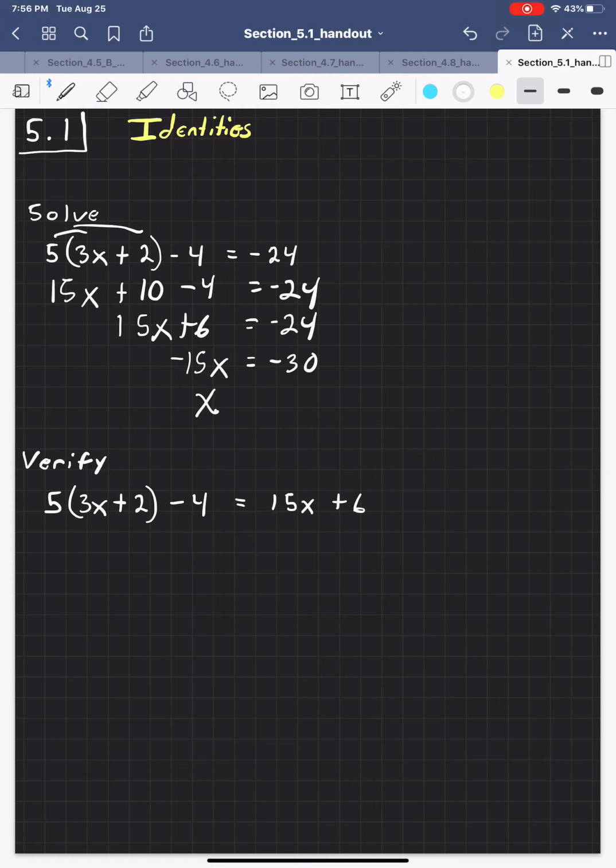x. Let me make sure. I don't know why I dropped a negative symbol here. Let me go ahead and get rid of that. We would end up with x is equal to negative 2.